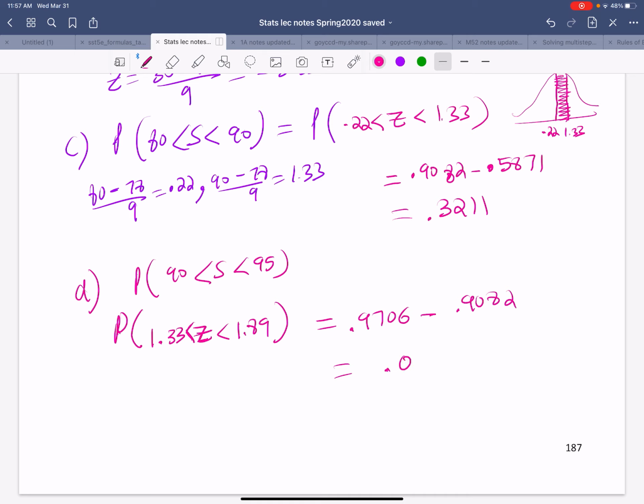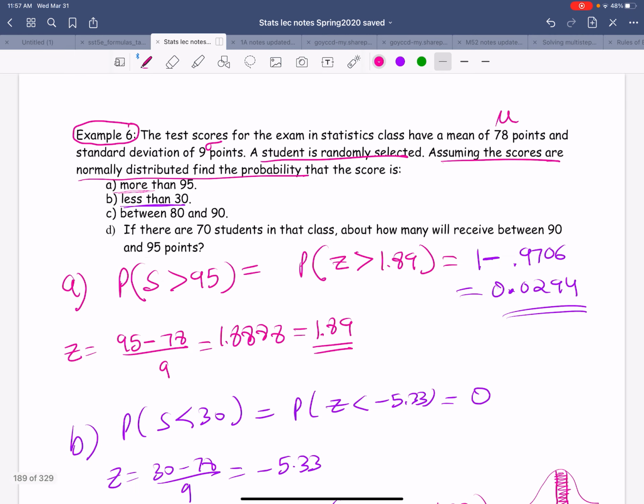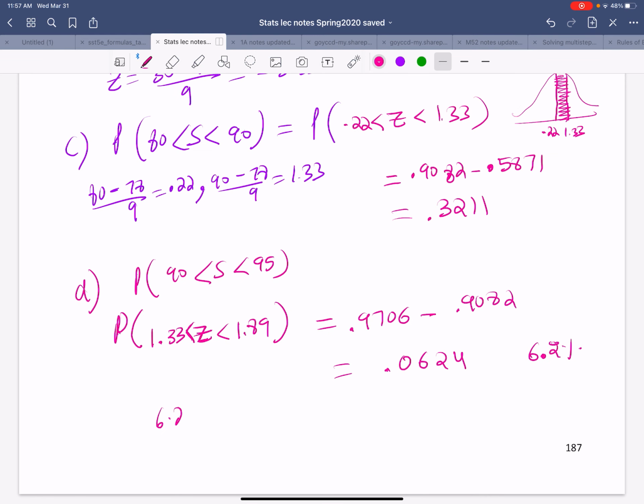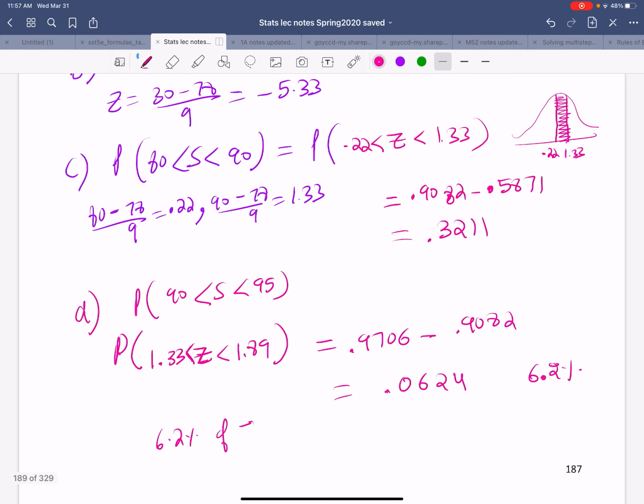So 0.0624 is approximately 6.2%. The probability of randomly selecting somebody whose score is between 90 and 95 is 6.2%. Now, if there are 70 students total, how many students will receive between 90 and 95? What is 6.2% of 70 students?